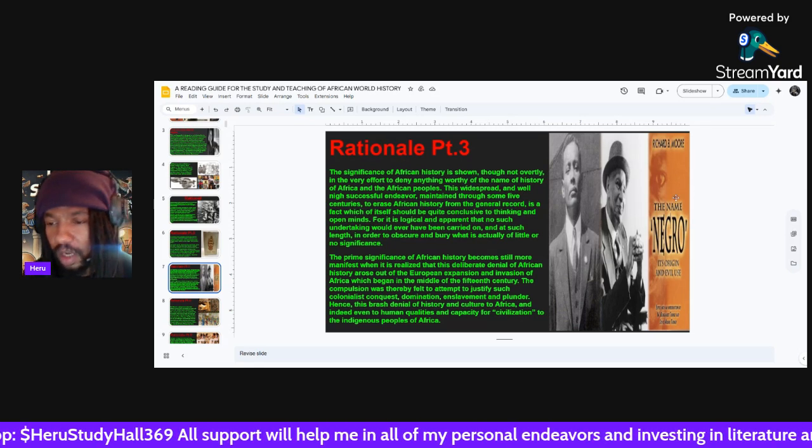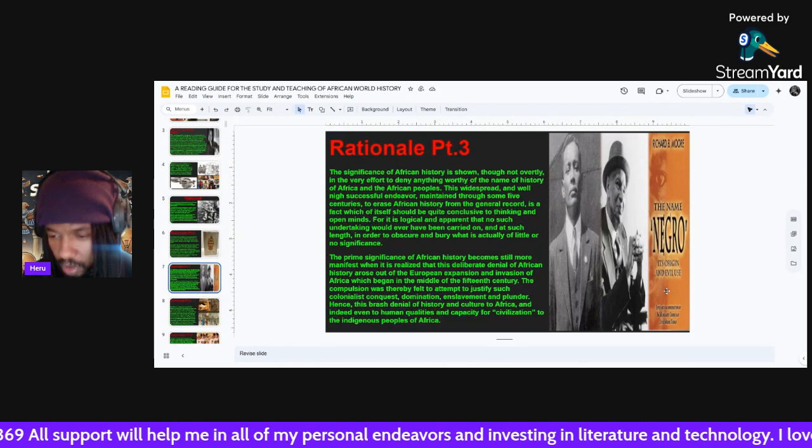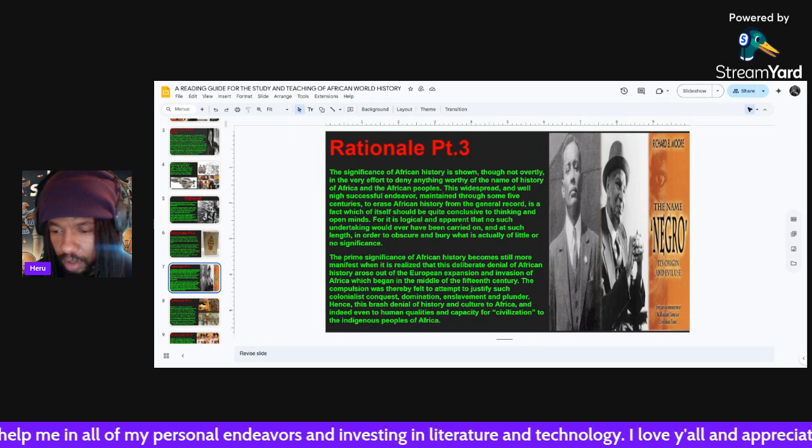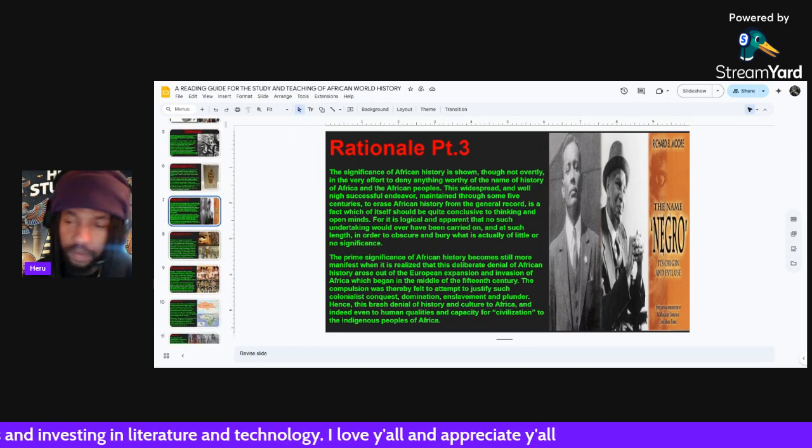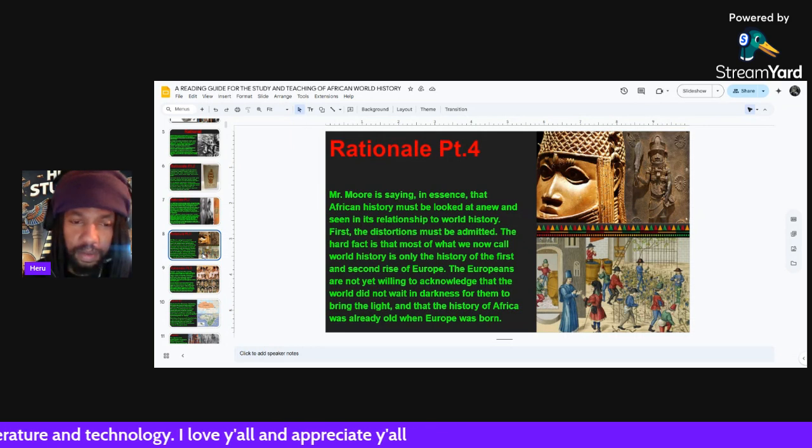So this is the book right here, The Negro Is the Origin of Evil Use. That's the author right there, Richard B. Moore. Get the book. Please go get the book. If you can, go get it. If you know somebody that has it, see if they'll let you borrow it. It's a good read. You read?